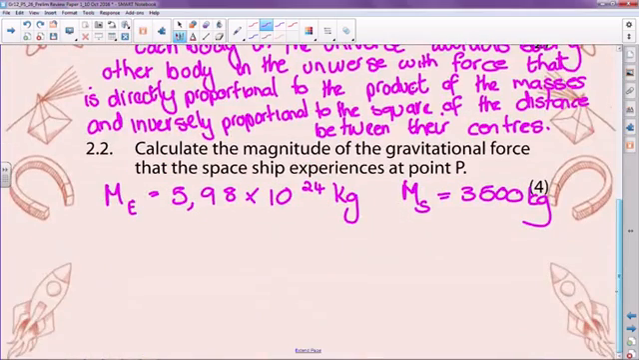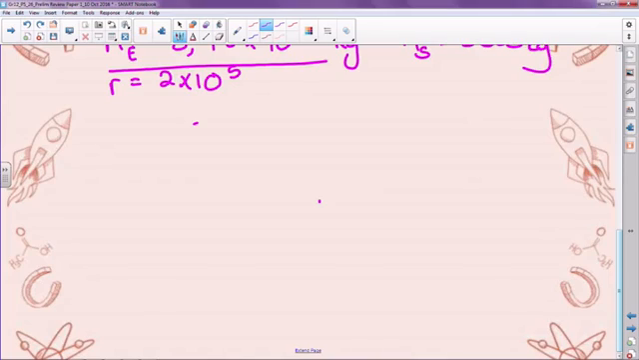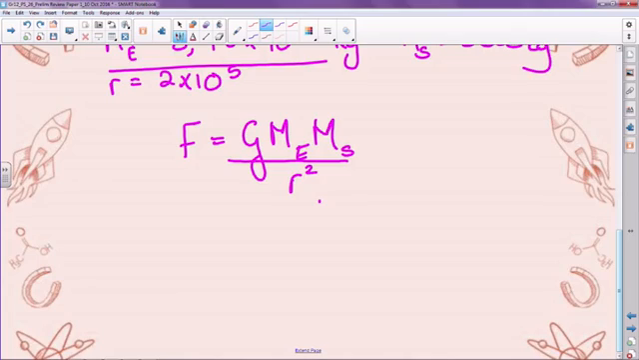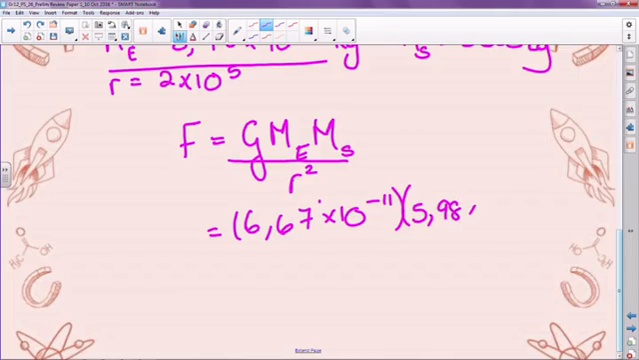So I don't need to worry about anything else there, because my radius that we have to use is 2 times 10 to the 5. That was all I needed from my information sheet, and I needed G. So F equals G, mass of the Earth, mass of the spaceship, over R squared. If you left it as M1 and M2, that's not a problem. G, of course, is that really, really small number, 6,67 times 10 to the minus 11. This is 5,98 times 10 to the 24.